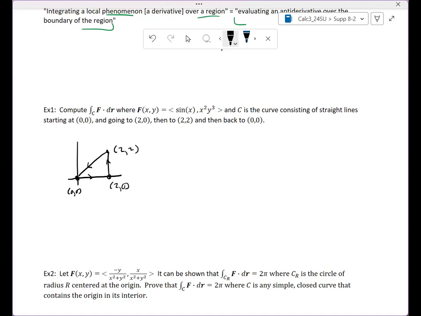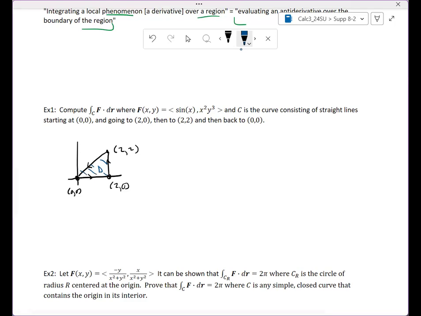Now, I suppose we could do this line integral. We could make three parameterizations for the three pieces of the curve. We could do three different line integrals. It wouldn't be bad practice to do that to make sure you get the same answer. But I look at this and I say, well, the region enclosed by these three pieces of the curve is actually a pretty darn simple region. It's just a triangle.